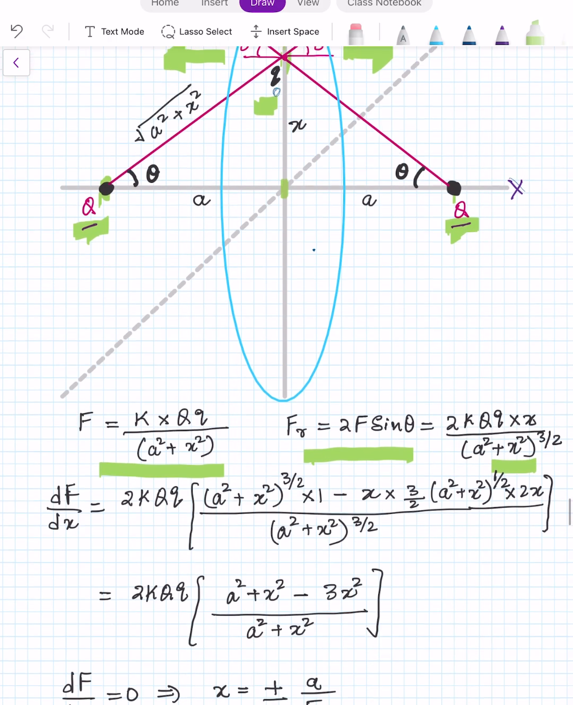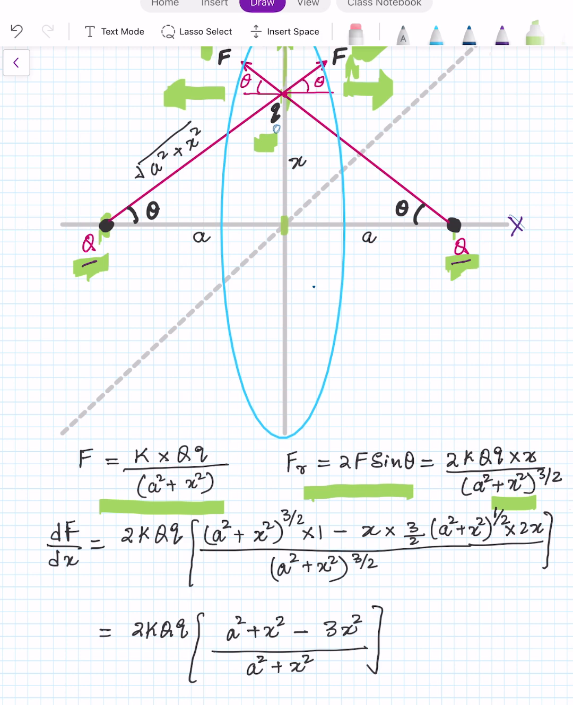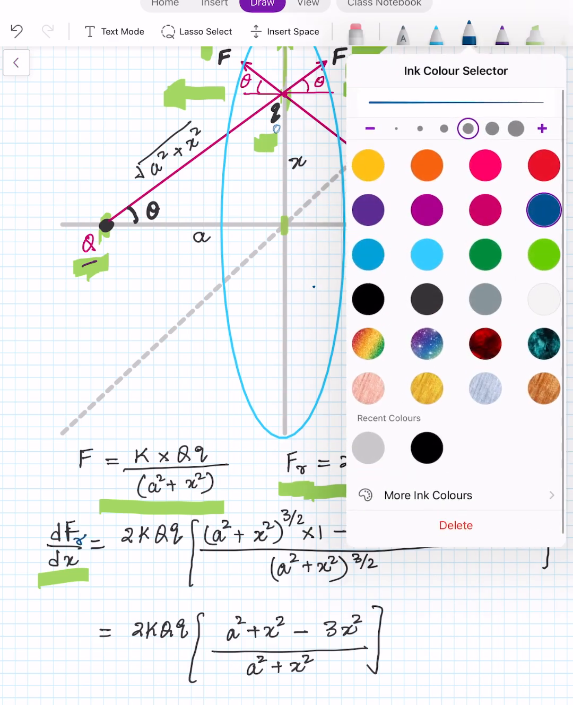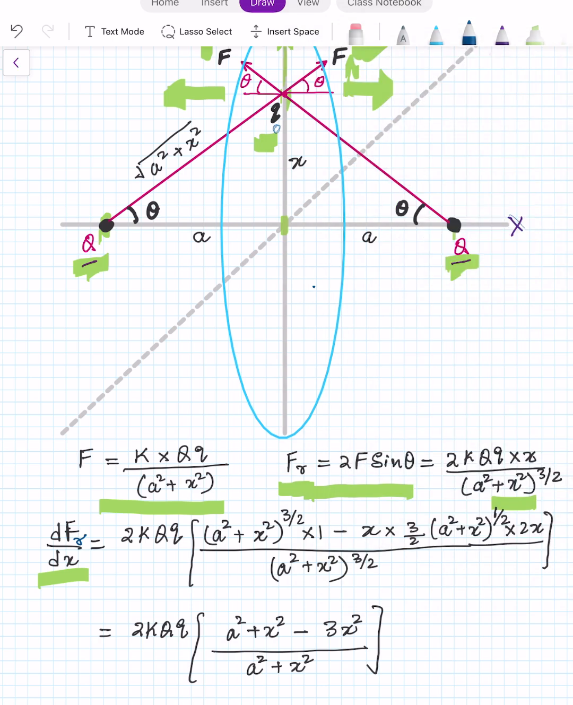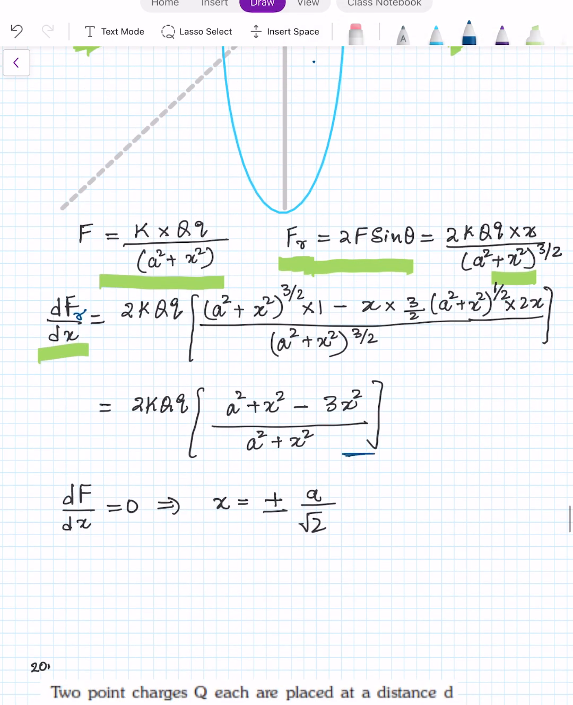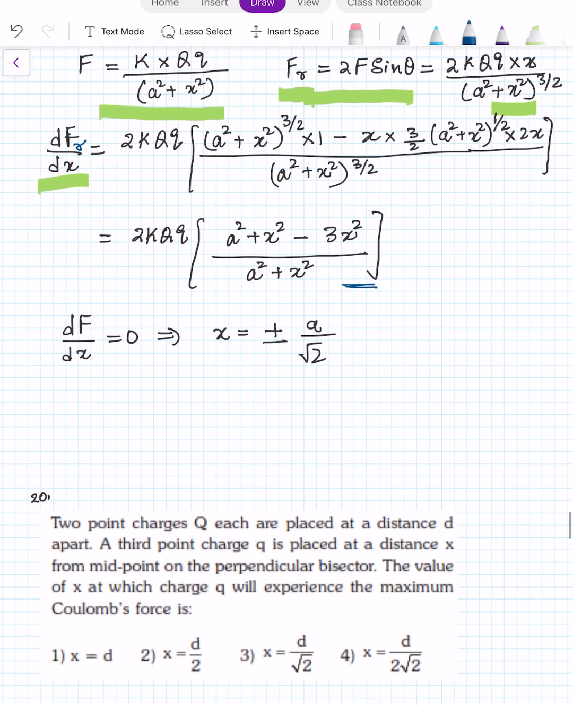Now we have to find the locus of that location of this point charge so that the force is maximum. To find out whether the force is maximum or not, we'll use the concept of maxima minima. So we differentiate this expression, dF by dx, and after differentiating we will get this particular expression. For maximum, we keep it 0. So it will become dF by dx equal to 0. Then we'll get x equal to plus minus a by root 2.